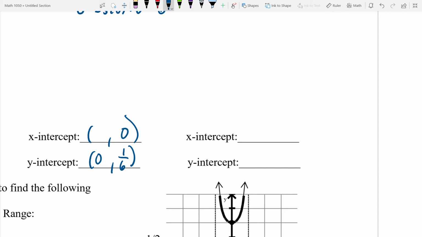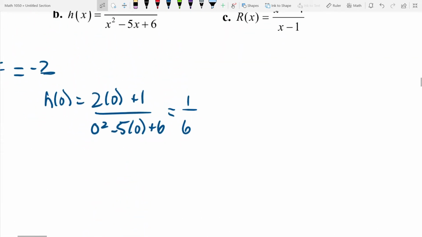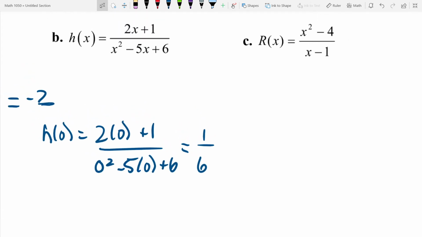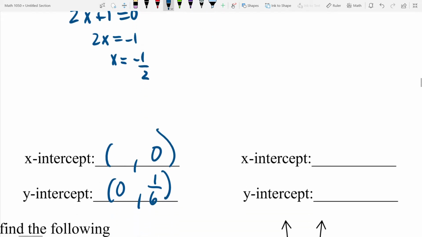Listen to my words. To find the x-intercept, I let y be 0, which is the same as letting the blank be a 0, fill in the blank. The top. So you go 2x plus 1 equals 0. Move your 1 over. 2x equals -1. Divide by 2. X equals -1/2. So my answer is -1/2, comma 0.